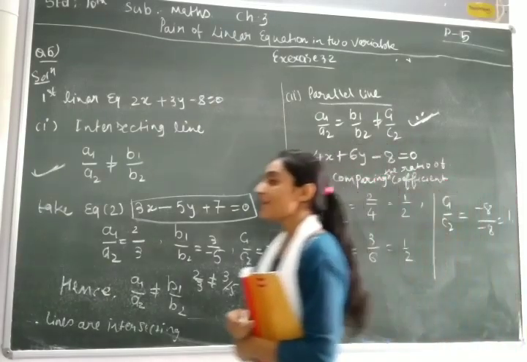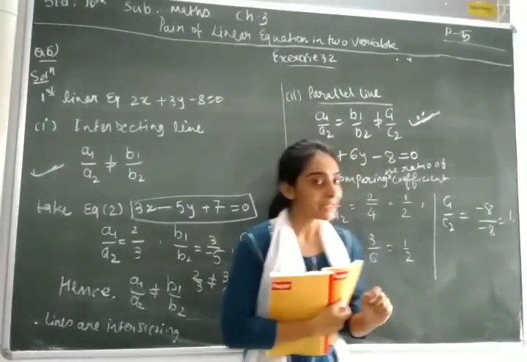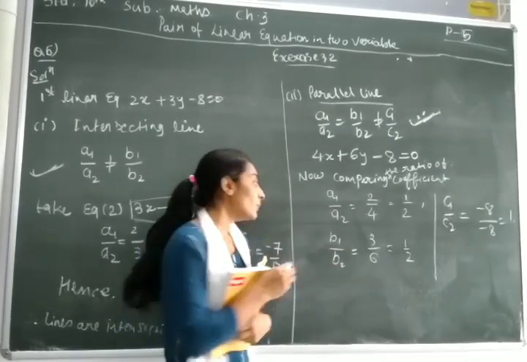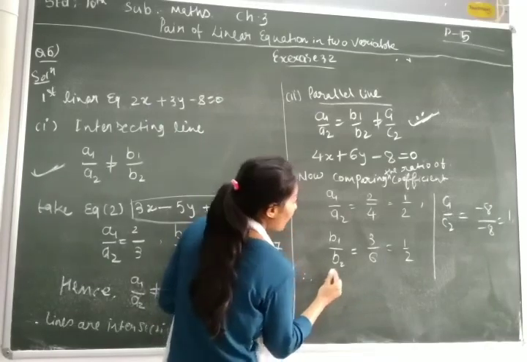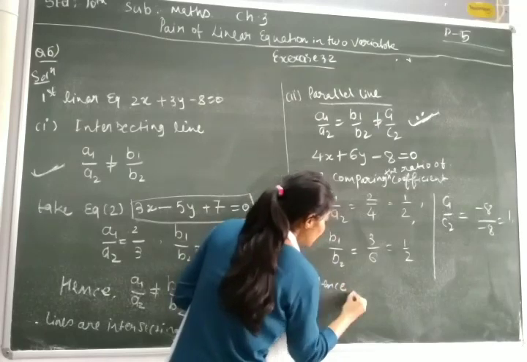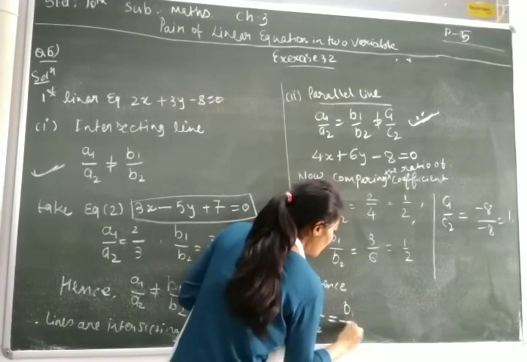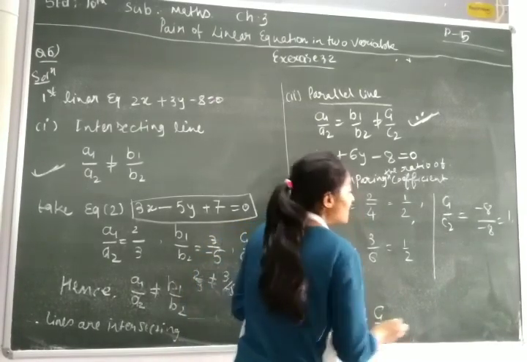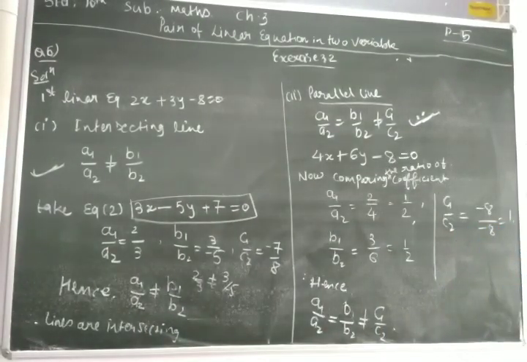So when we compare the ratios of these coefficients, I found that a1 upon a2 is equal to b1 upon b2. Therefore, you can directly write, hence, a1 upon a2 is equal to b1 upon b2, and it's not equal to c1 upon c2. Likewise, we just follow question number 3.